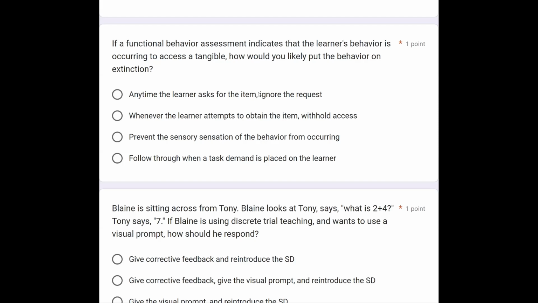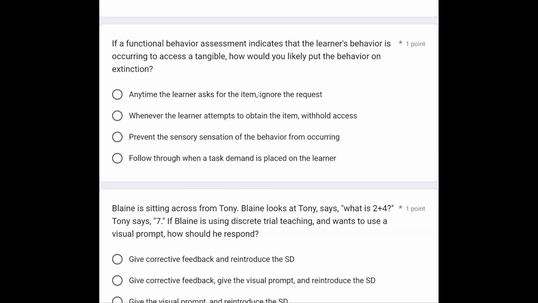B, whenever the learner attempts to obtain the item, withhold access. This is much more clear, much more complete. Anytime the learner attempts to obtain the item through maybe poor behavior, by asking for it, by taking it without permission, we have to withhold access. B is just much more complete than A. A gives us one scenario, which could be also withholding attention. They could still get access. B is saying no matter what, we're withholding access and in turn, withholding reinforcement. Always read all of your answer choices.